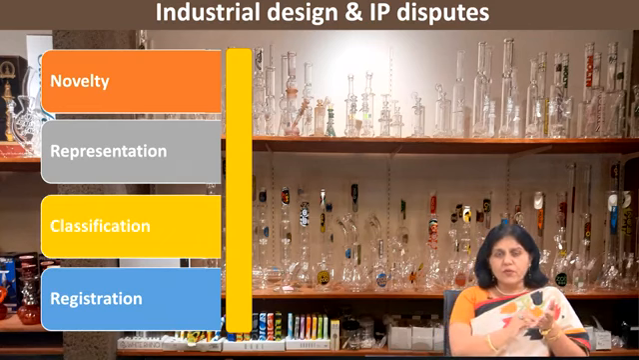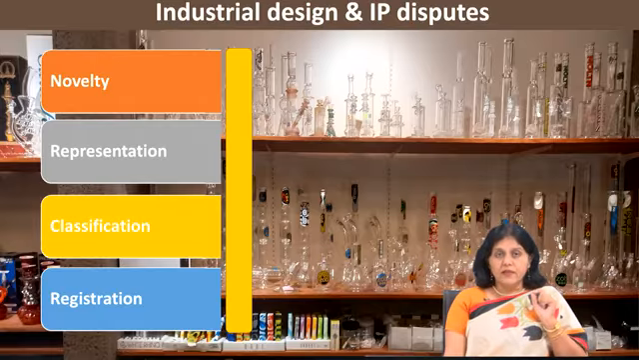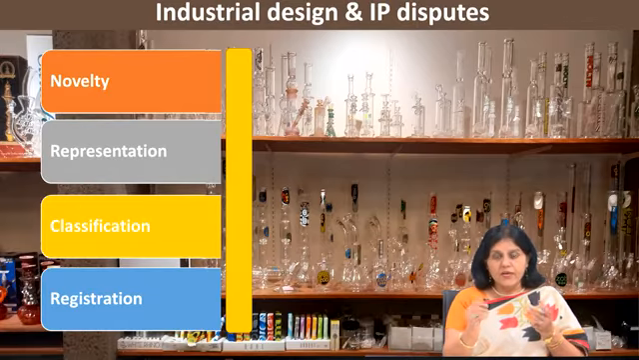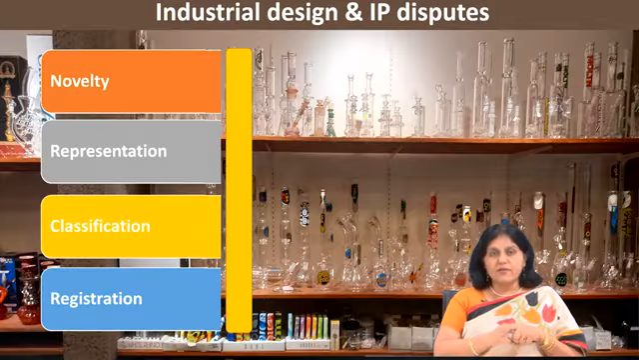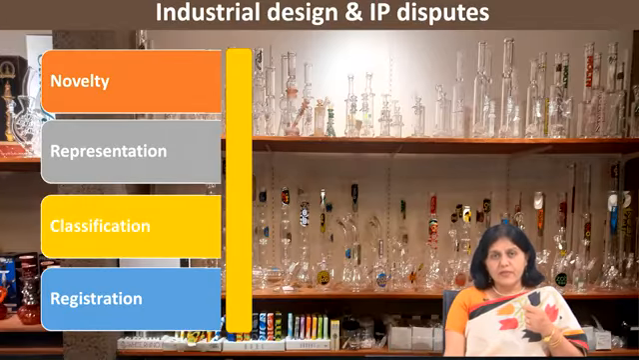The points which are important for industrial design. Considering that, we have to check. Now, when we are talking about industrial design, the important things are novelty, then the representation, how exactly you are presenting the design, that is very important. Classification here, like trademark, you are giving the classification here, and then a few other aspects are there.